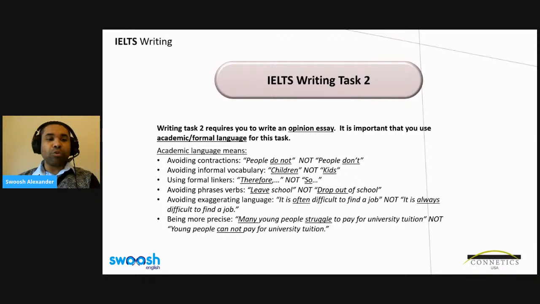And related to this also is being more precise. So we can see here in this sentence, many young people struggle to pay for university tuition, is a much more precise sentence than young people cannot pay for university tuition. So it's not going to be the case for all young people, which is why we use many instead to modify the sentence. And we can use struggle to as well to show that it's difficult rather than just cannot. This is more precise, it's more accurate, and it's more appropriate for academic writing. So these are the tips to stick to.